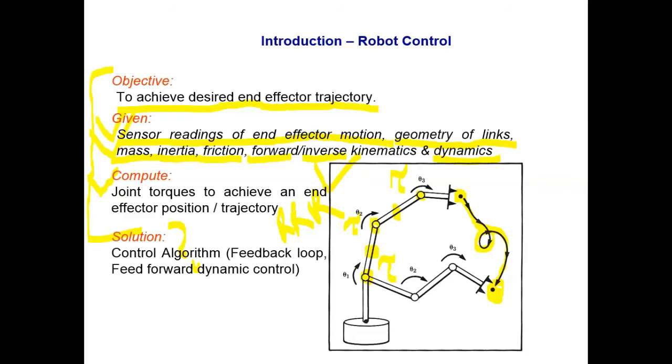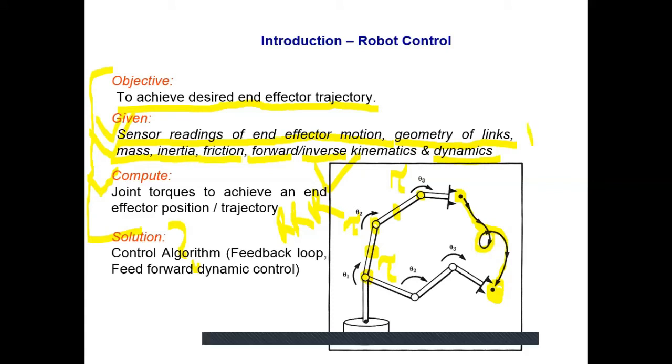Actually, the robot control provides an algorithm in which this given information is used to calculate the required torque automatically. These control algorithms may be a type of feedback control, or it may be a type of feed forward control. So first of all, we will learn the details about these feed forward and the feedback loop control.